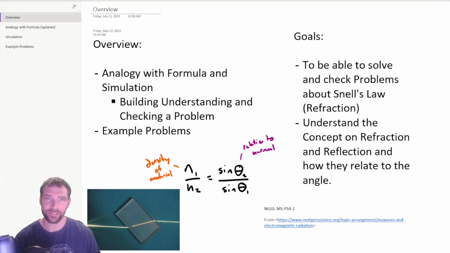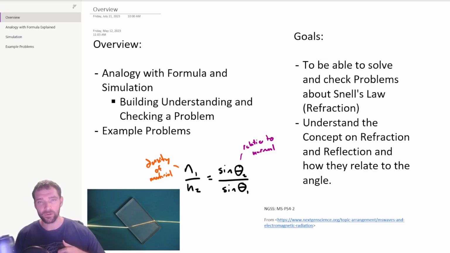Hi, my name's Andrew McLaren, and I wanted to talk to you about Snell's law, which has mostly to do with refraction, but also is related to reflections. And today I'm going to go over an analogy that I find incredibly useful when I'm tutoring this. Usually, if I do this little car analogy, it really clicks for most students.